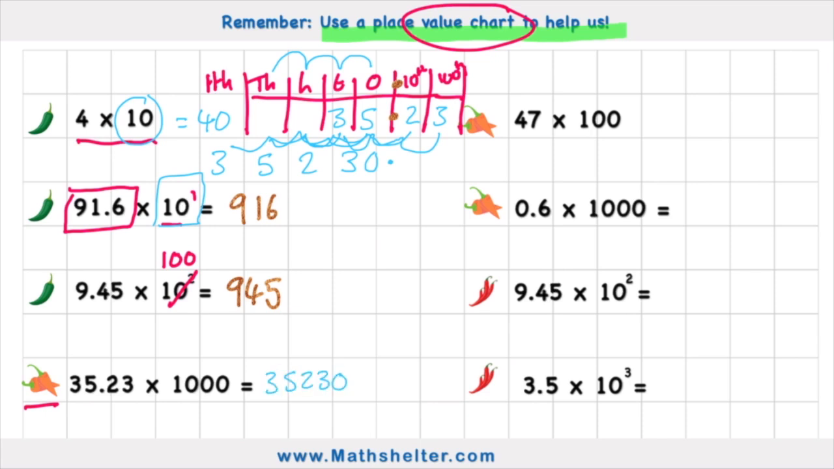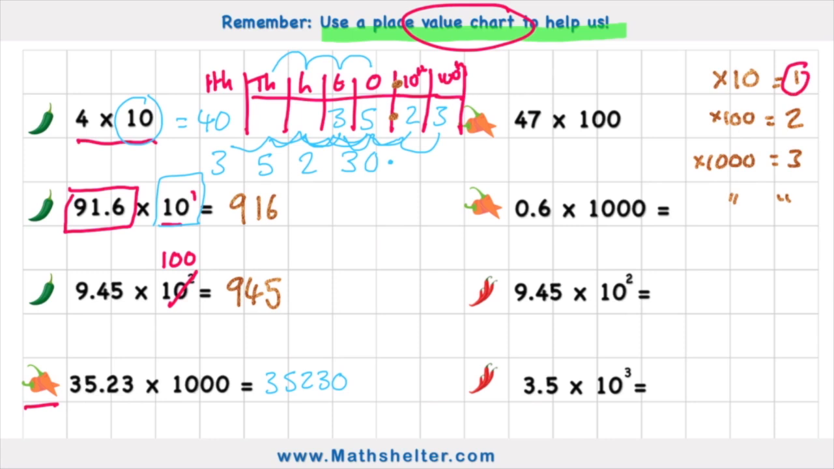Let's look at a little trick that we can use to try and help us do this quicker without our place value chart. What we should be able to see by now is when we're multiplying by 10, I'm going to be moving my digits one place. When I'm multiplying by 100, I'm moving them 2 places. Times 1,000 is 3 places, and I'm sure you can see the pattern. Well, let's see if we can see something familiar here.